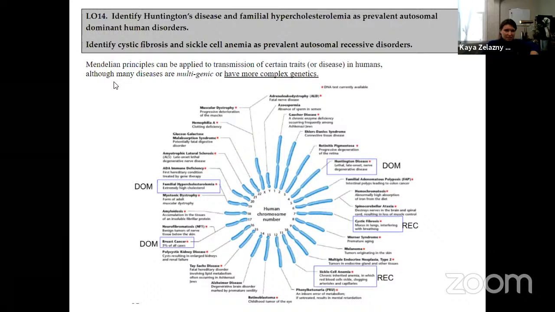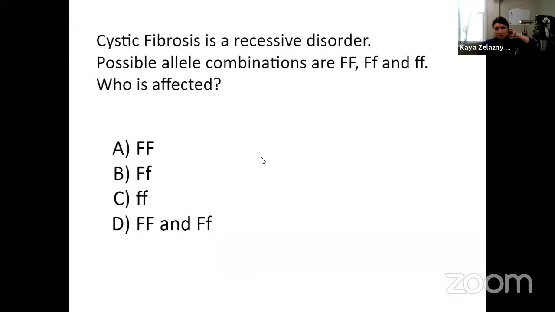But there are lots and lots of traits and probably most diseases that are multigenic or have more complex genetics, where you have several genes on several different chromosomes that add up to a full picture. So what we're working through for the purposes of our course are just the simplest examples. But in the future, if you learn more about genetic diseases, you'll see that it gets a lot more complicated than this. Okay.